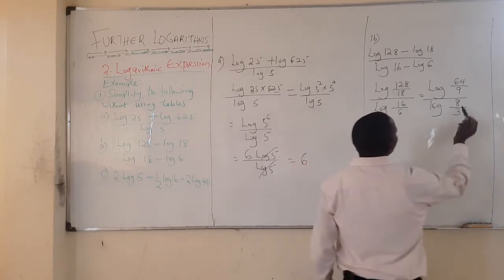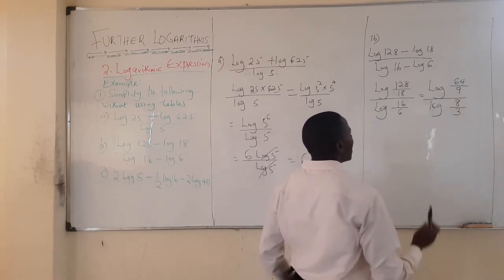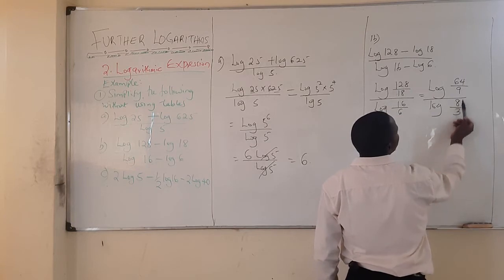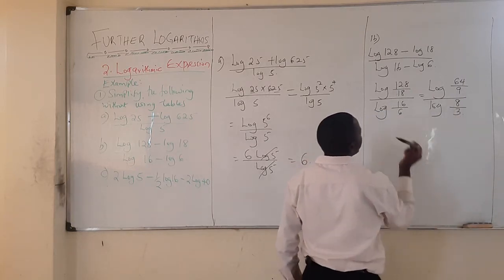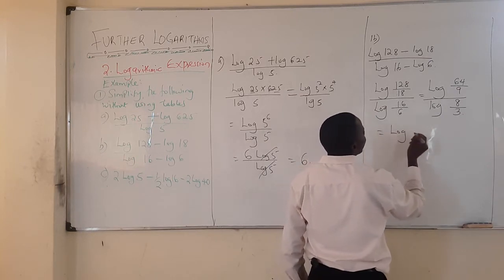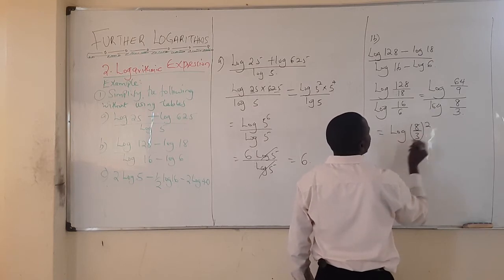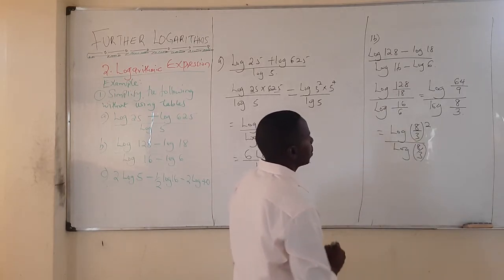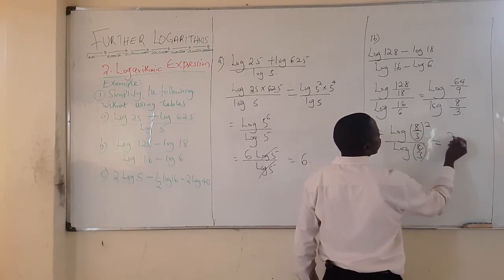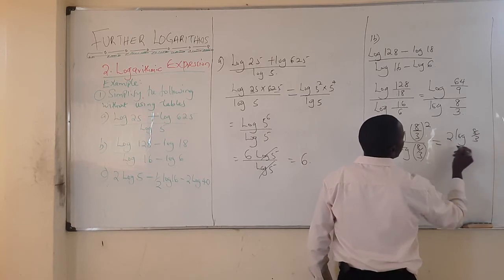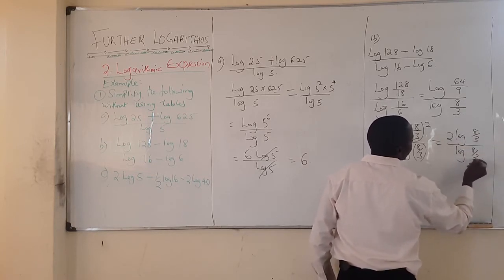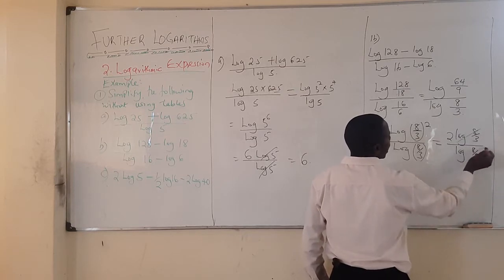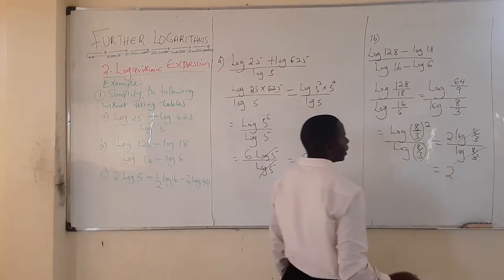Looking at these two numbers, you can see they are related, because when you square 8, you get 64, and when you square 3, you get 9. In other words, the numerator is the log of 8 over 3, all squared, divided by the log of 8 over 3. Then you can drop this power to have 2 log of 8 over 3 over log of 8 over 3. This is the log of 8 over 3 and the log of 8 over 3, meaning we can cancel that, and we have our final answer as 2.